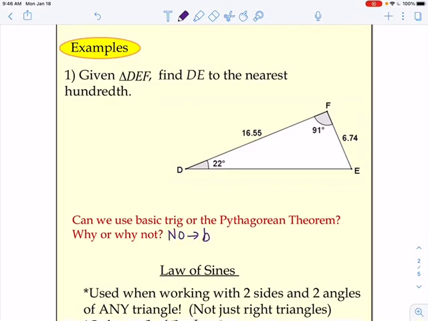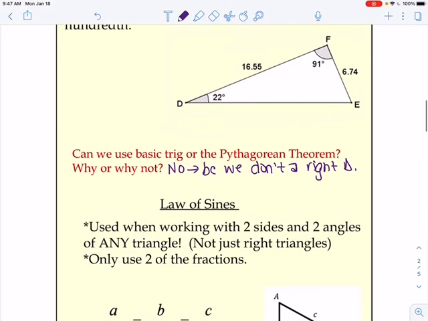Why? Because we don't have a right triangle. Okay, but we can add one more formula into our bag of tricks here in order to be able to solve for that side DE. And what is that new formula going to be? It's something called the law of sines.